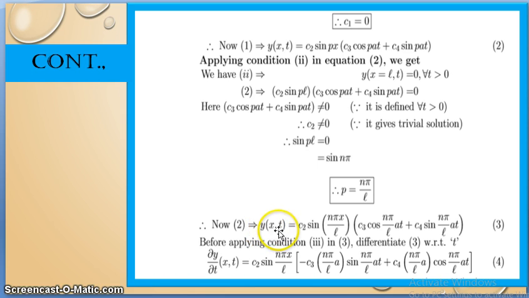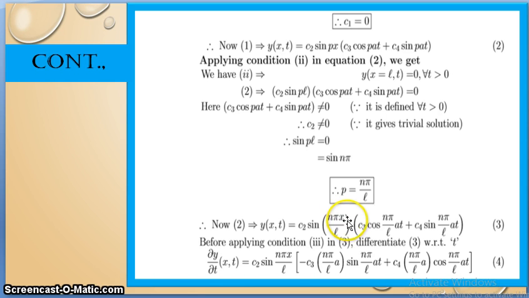Therefore y of x comma t equal to C2 sin n pi x by L into C3 cos n pi by L into at plus C4 sin n pi by L at. So this is equation number 3. Next we can apply the second condition, but before that we have to differentiate this one.